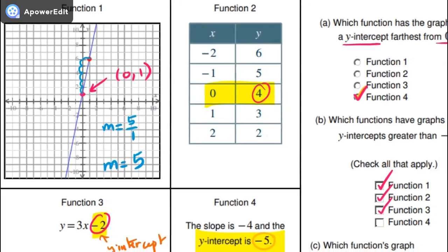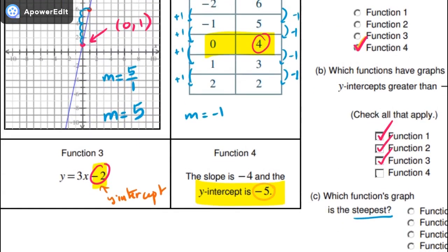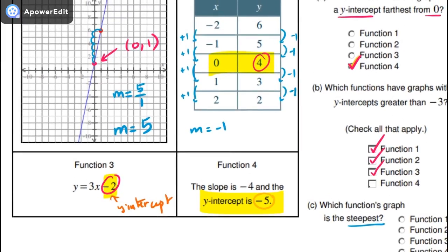Okay, function 2, the x is increasing by 1, by adding 1 on each. The y value is decreasing by 1. So the slope here is negative 1. And function 3, the slope is 3, m is 3. And function 4, the slope is negative 4.